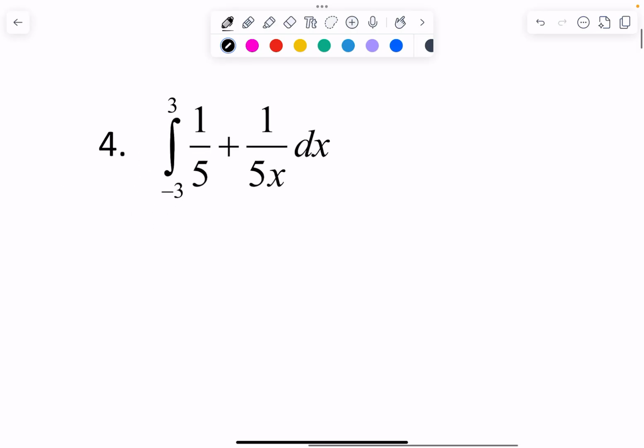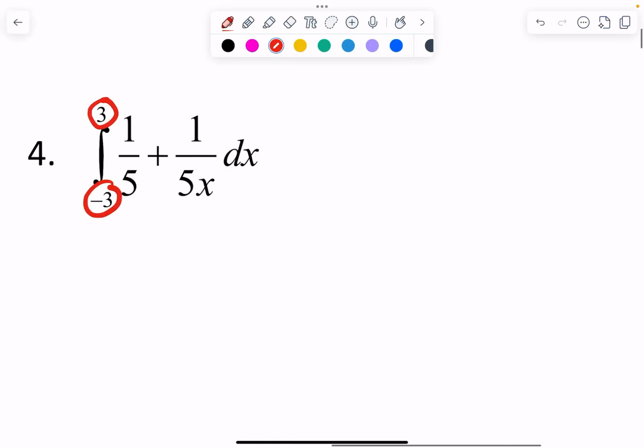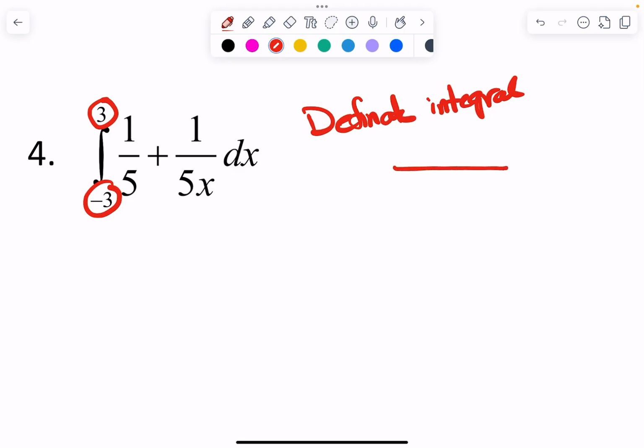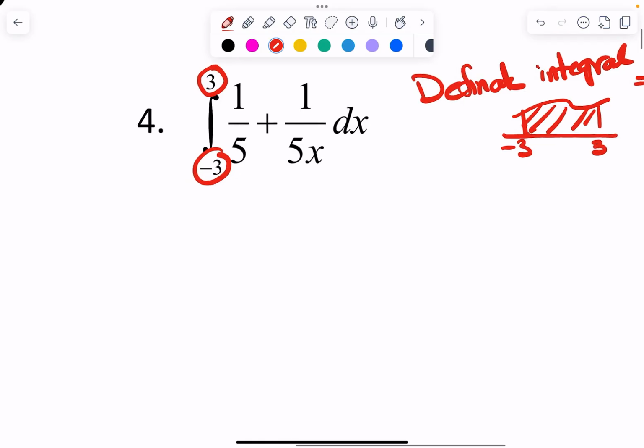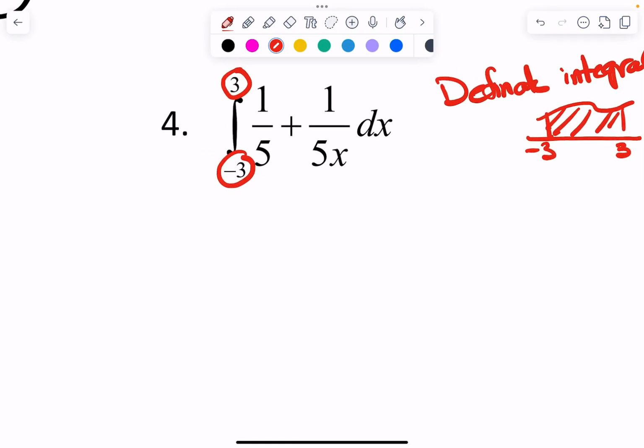This is a definite integral. The reason why this is a definite integral is that I have these numbers here. What you're finding now is some area under the curve, right? So the answer is going to generally be some value or some number. So let's do it.